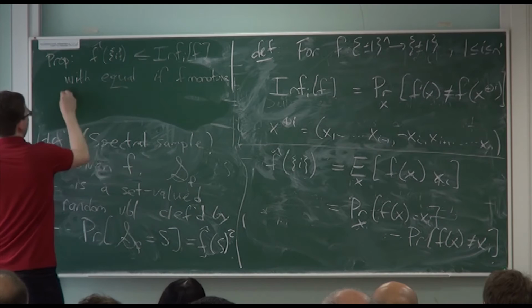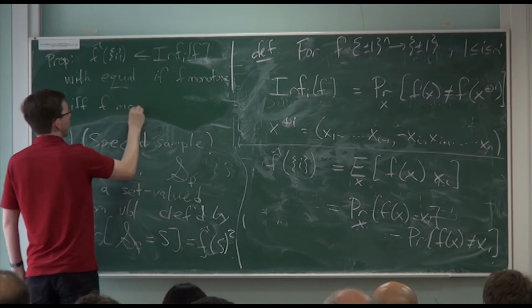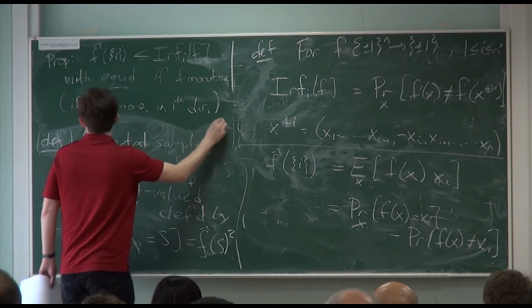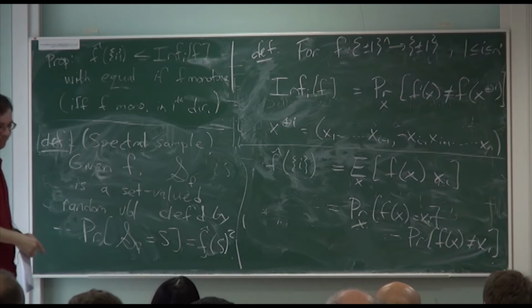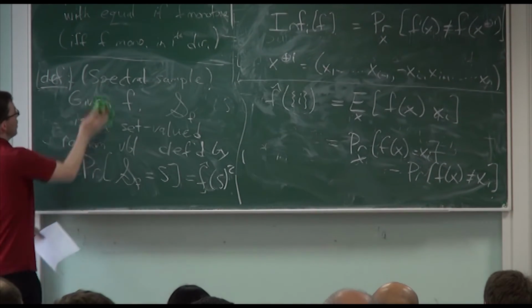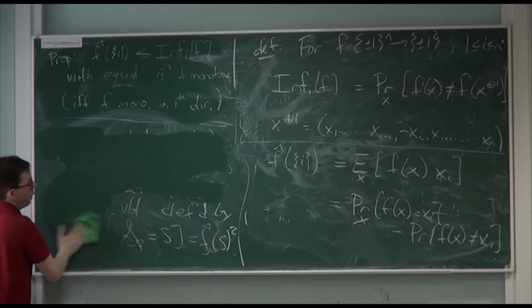I guess I can say, if I'm not making a mistake, it's actually if and only if f is monotone in the ith direction. But I don't know if I'll use that. Let me just say that. OK, so that's the relationship between these two quantities. Actually, I'm mostly going to be concerned about the influence from now on.